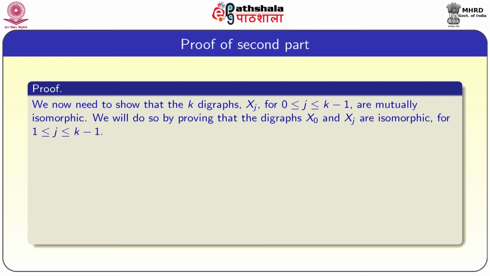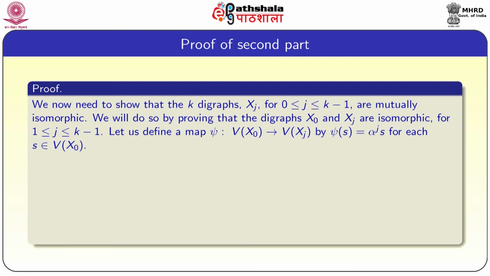Now, we will prove the second part. We now need to show that all these k digraphs Xj for 0 less than or equal to j less than or equal to k minus 1 are mutually isomorphic. We will do so by proving that the digraphs X0 and Xj are isomorphic for 1 less than or equal to j less than or equal to k minus 1. Here we are changing j, but we are proving that Xj is isomorphic to X0 where j is arbitrary.